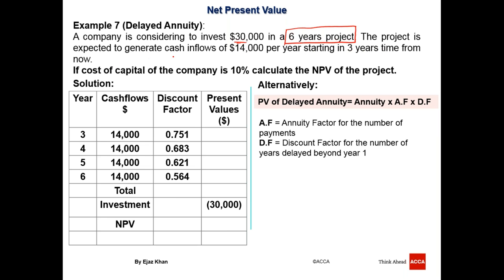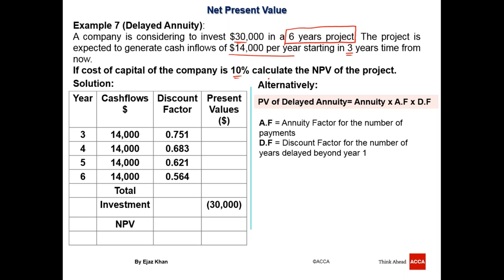The project is expected to generate cash inflows of 14,000 per year. But more importantly, it is starting from year three. So it means that we are not going to receive anything at the end of year one, and not going to receive anything at the end of year two. The very first payment we will receive will be at the end of year three.